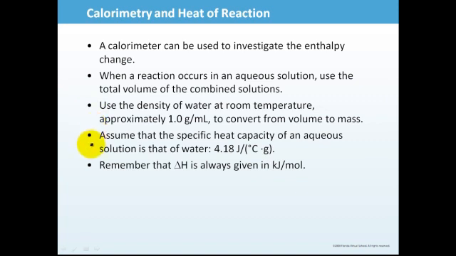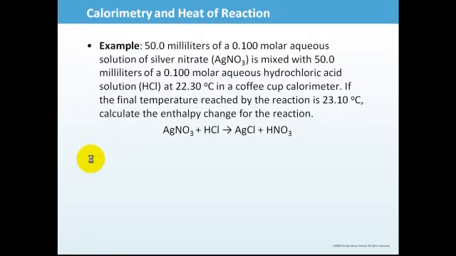And again, since we're working with an aqueous system, we can also assume that the specific heat of water will be sufficient for what we're calculating. And again, the specific heat of water we learned in the regular lesson is 4.18 joules per degree Celsius gram. And then finally, don't forget that when we're all done, we got to make sure that the units are in kilojoules per mole. All right, so let's go ahead and look at an example of the type of problem that you would get.